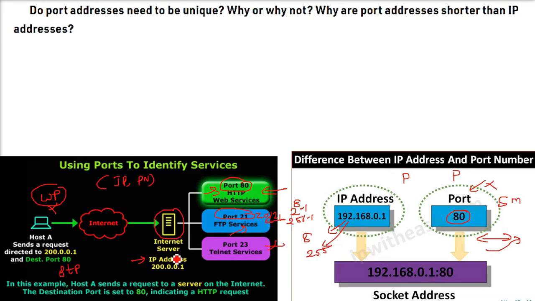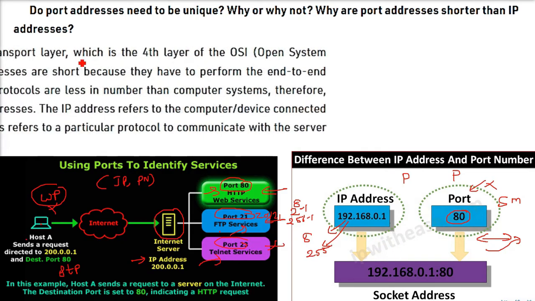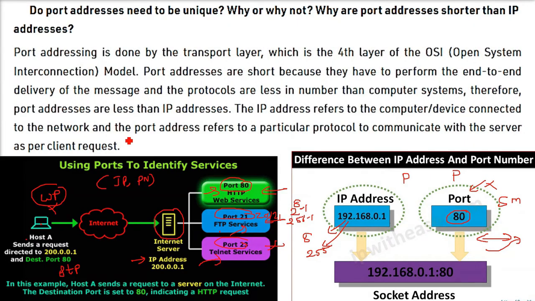For telnet, if A wants to remote log into this server, the IP address in all these three cases will remain the same, but the port will now be 23. This is specific to the telnet services. So the port addressing is done by the transport layer, which is the fourth layer of the ISO OSI model.